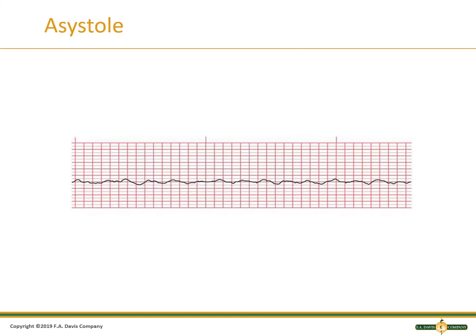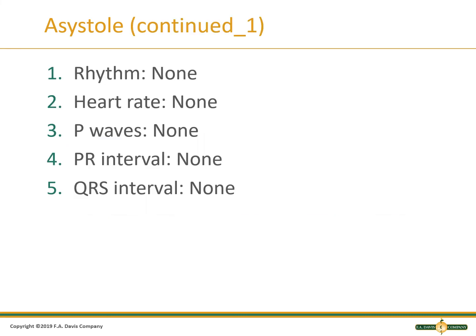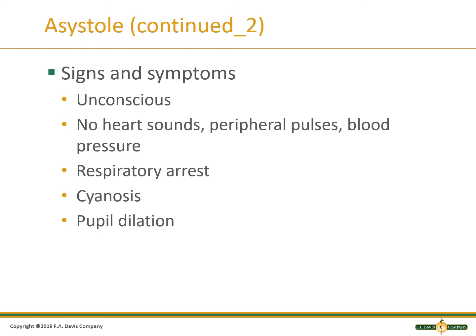Asystole, or the silent heart, is the absence of any electrical activity within cardiac muscle. This is what we call a cardiac arrest. A straight line appears on the ECG strip. Asystole rules include: there is no rhythm, there is no heart rate, there are no P waves, there are no PR intervals, and there are no QRS intervals.